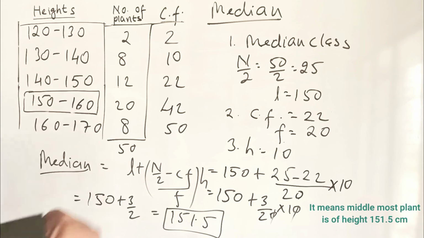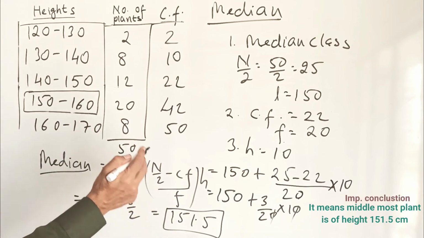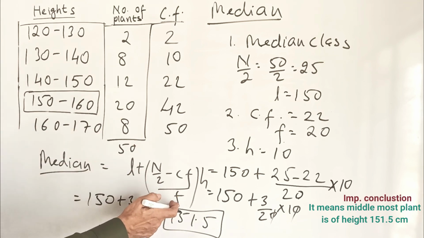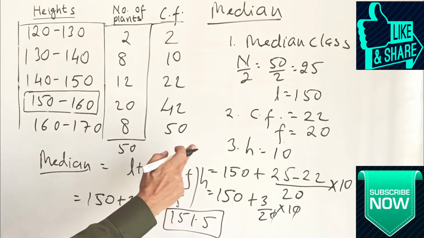151.5 is the median. So what is the meaning of this? What does this value interpret? What is the significance of this value? It means that the middlemost plant is of height 151.5 centimeter. It means 50% of plants are less than this height and 50% of the plants are more than this height.